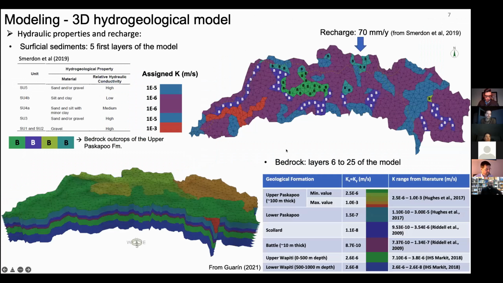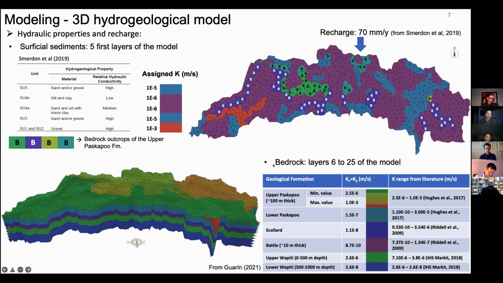On the other hand, a no-flux boundary condition was imposed along the edge of the watershed. A recharge equal to 70 millimeters per year was assigned according to bibliography. And as hydraulic properties for the superficial sediments, we have qualitative values for the different subunits. According to that, we assigned quantitative values that are between 1e-6 and 1e-3 meters per second.